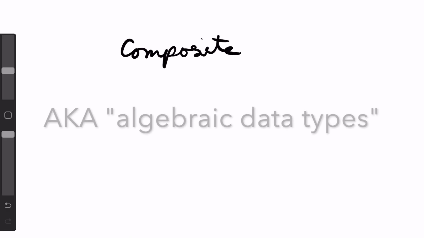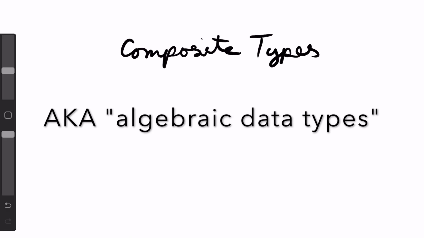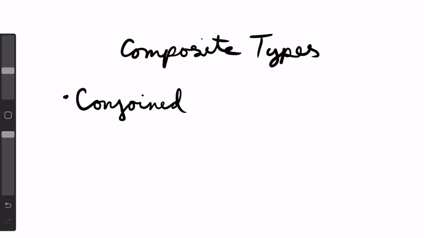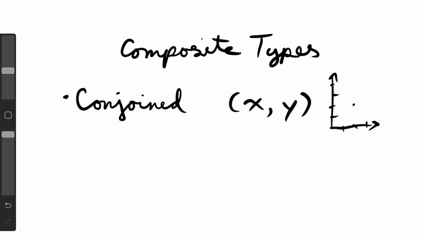It is possible to combine simple types to create new composite types. In functional programming languages, types can be conjoined to create a composite type that includes multiple values of those types. The classic example is the combination of two real numbers to represent x and y coordinates on a plane.